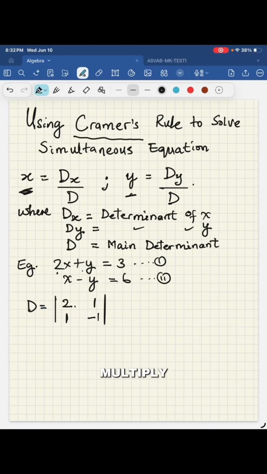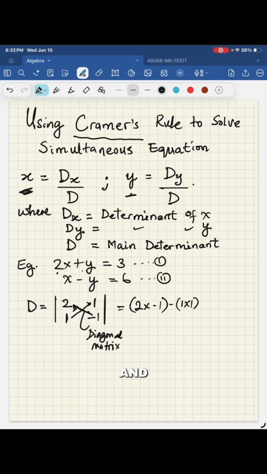You multiply the diagonal, then you subtract the other. From the top left to the bottom right is the main diagonal, and the other one is the non-diagonal. So this gives you 2 multiplied by minus 1, minus 1 multiplied by 1. This gives you minus 2 minus 1, which is minus 3.